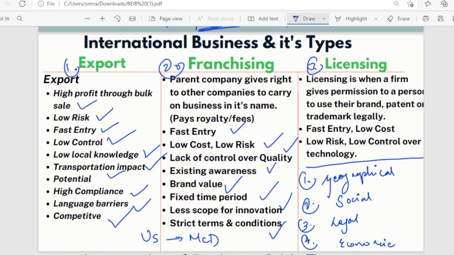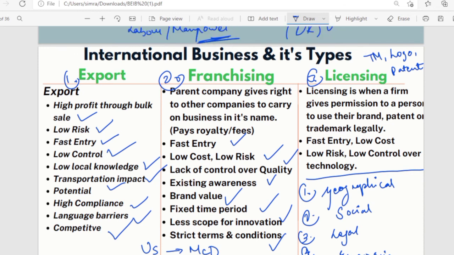But in licensing, only a trademark is given, only a logo is given, or you can say a patent or brand name is given. The product is not given, only that logo, patent or trademark is given. For example, now you know Adidas, which is a sports brand, sportswear, sports shoes. It's a brand. You know the logo of Adidas, right?